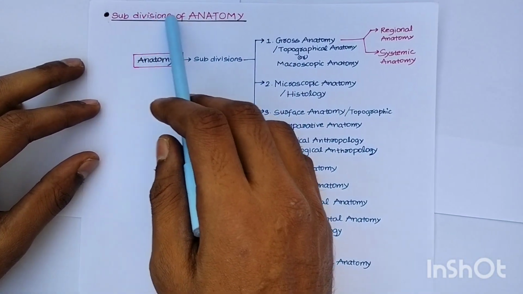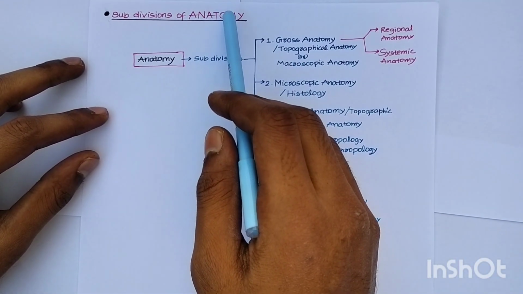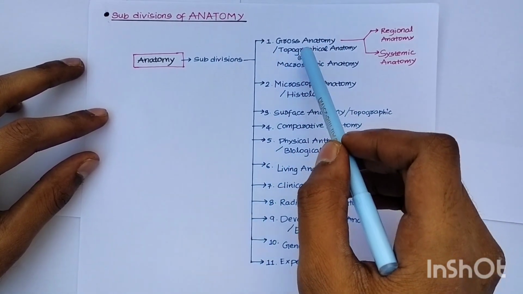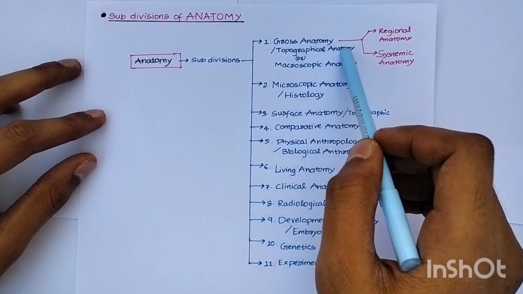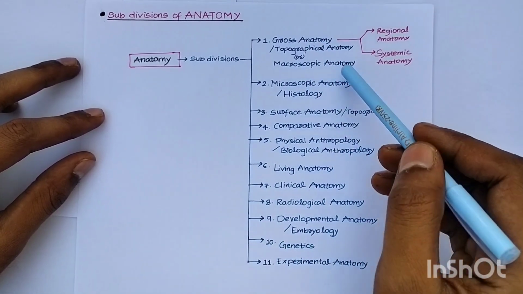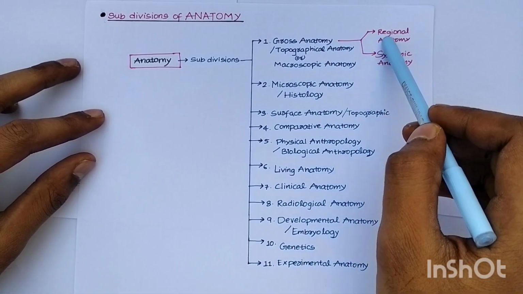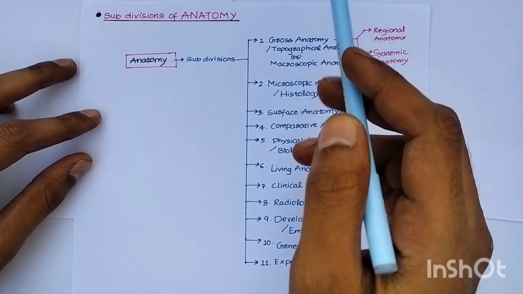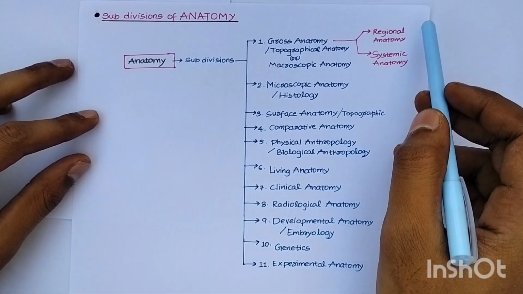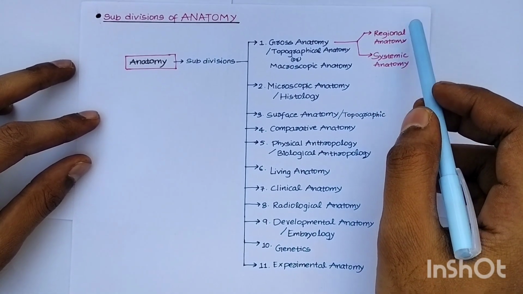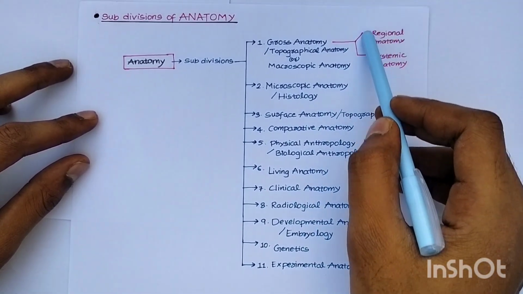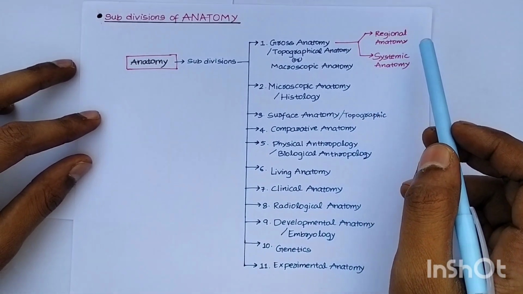We'll study the subdivisions of anatomy, like we have previously discussed. Anatomy has subdivisions like gross anatomy, also called topographical anatomy, and it's overall macroscopic anatomy. Macroscopically, we'll see it regionally and systemically. As I have already said, we study in a regional way, not a systemic way: head and neck, thorax, abdomen, and pelvis, upper limb, lower limb. So we'll study in the regional way, not in a systemic way.